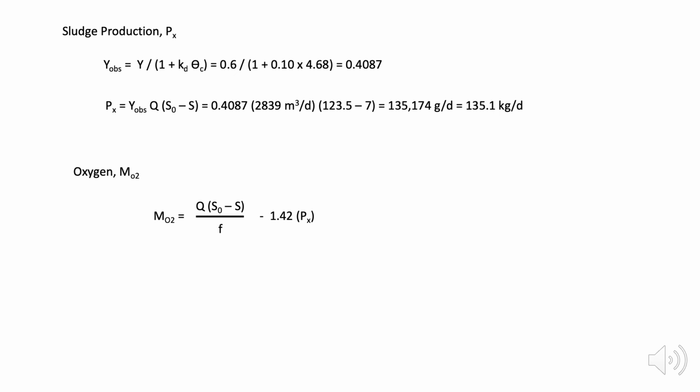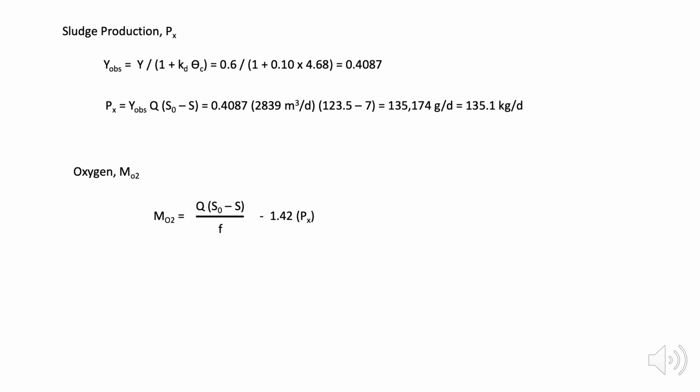So the mass of oxygen that's required is Q times (S0 minus S) divided by F. Why is that F in there? Well, the F is in there because that 1.42 times P sub X is telling me an oxygen demand based on ultimate demand. I don't know if you remember when we developed that 1.42, but we actually did a theoretical chemical equation that showed the complete destruction of cells into CO2 and water. Okay, and that's basically the theoretical or the ultimate oxygen demand.